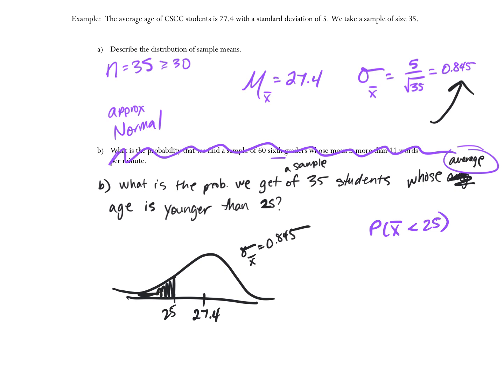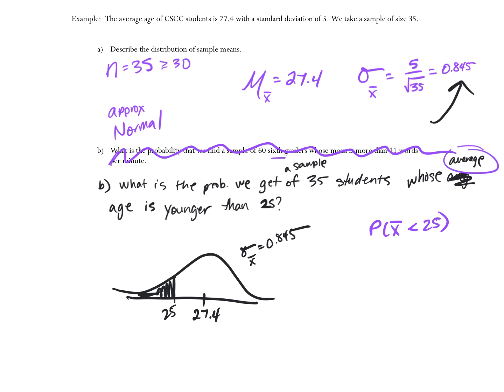Before I do, I want to tell you guys, I know already that this answer is going to be a low probability. How do I know this is going to be low? Because the 25, look at my standard deviation. It's more than 2 standard deviations below the mean, right? So this is a pretty unusual thing to happen.